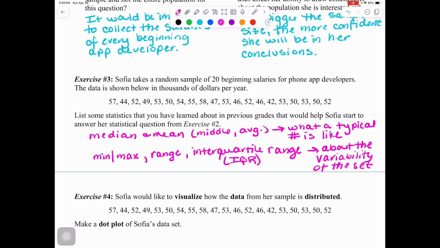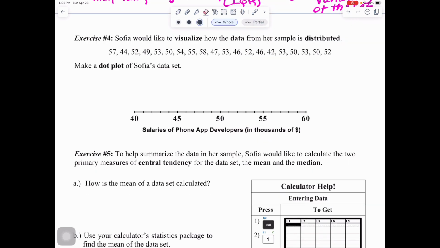So statistical question, the need for a sample. Here's our sample of 20 responses, and then an opportunity for you to think back on what you've already learned with statistics in the past. So now in exercise 4, Sophia would like to visualize how the data from her sample is distributed. Sometimes it can be hard to see what's really going on when you are looking at just a list of numbers that are kind of random and all over the place. They're not in order. So to visualize it, you'll get a better idea of what's really going on. So we're going to do that by making a dot plot of Sophia's data set.